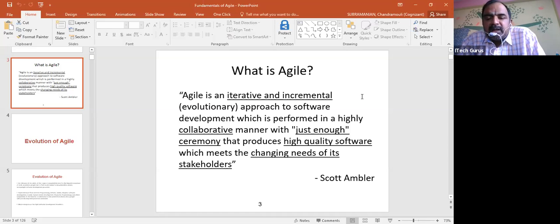Okay, manner with just enough ceremony. What do you mean by just enough ceremony? A lot of people think that agile means not following any process. It actually is not so. Agile says that you follow the process, nothing wrong. But what is the term they're using? Just enough ceremony. You collaboratively decide whether that ceremony is really required, whether that process is really required. If so, do it. So Agile is not against the documentation.